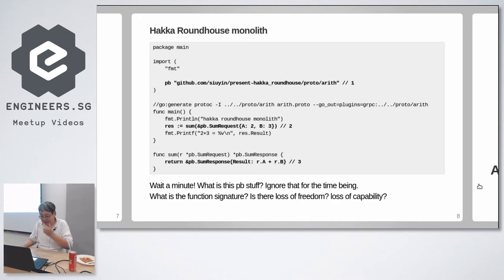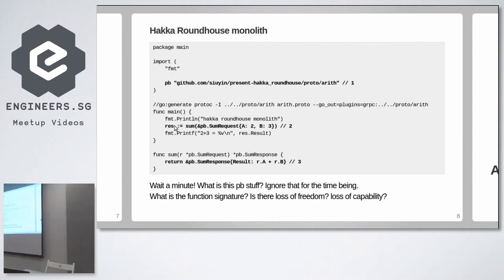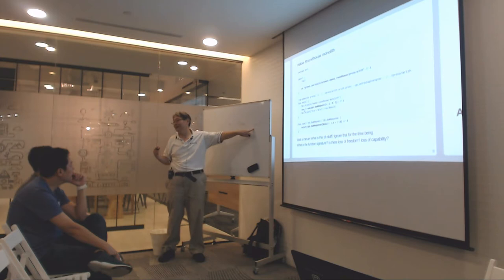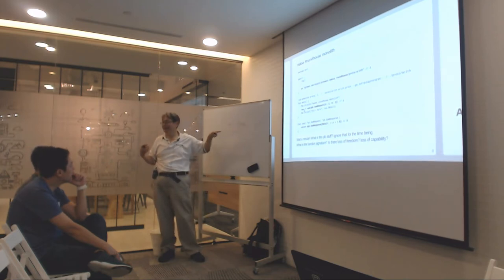So ignore this PB stuff for a while. What is the function signature? It's this A part, B part, it's a single thing. It's one thing. And the return thing is one thing. The thing inside can be as complex as you want, and the return can be as complex as you want. Do we lose any loss of freedom?